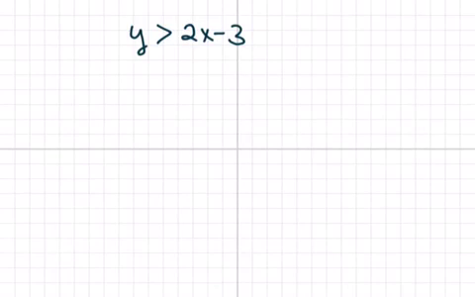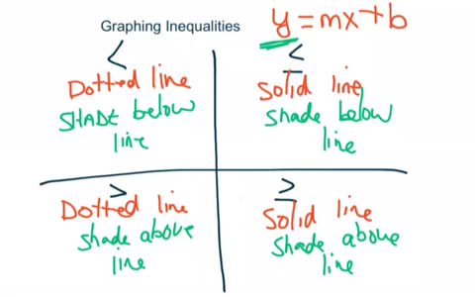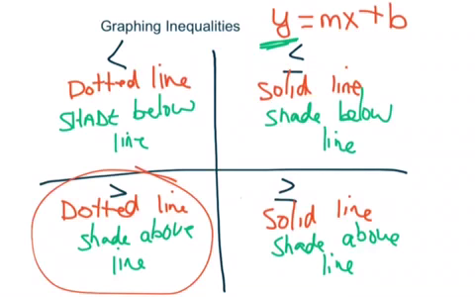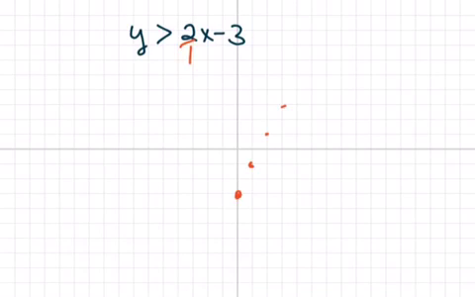Okay, so we're going to graph this like normal. We start on the y-axis at -3. Then the slope is 2 over 1, so rise 2, run 1, rise 2, run 1. But in this slide, since we have greater than, we have a dotted line and we're shading above the line. By dotted line, what I mean is that instead of connecting these dots with a solid boundary line, we're going to connect it with this dashed line.